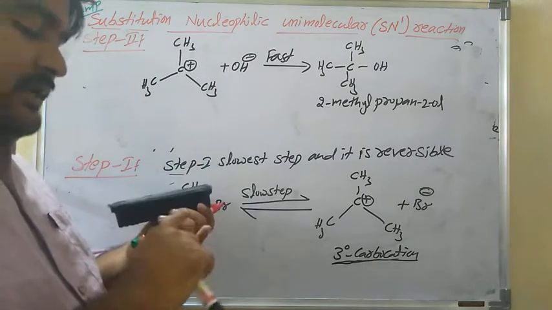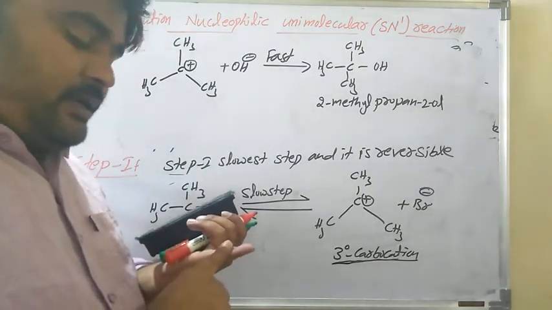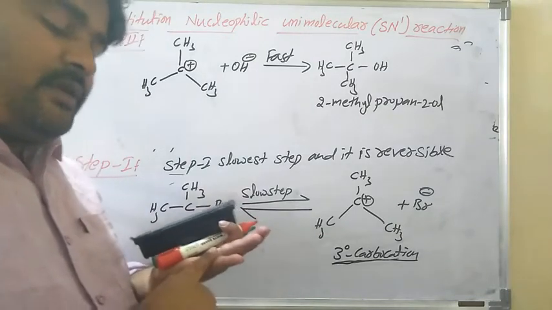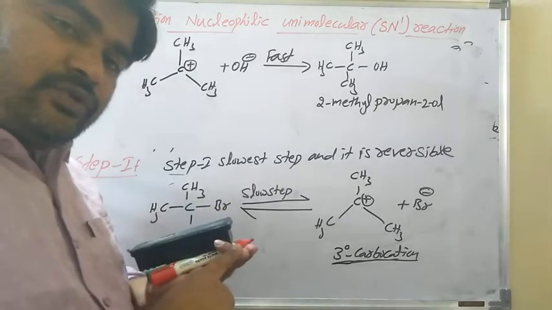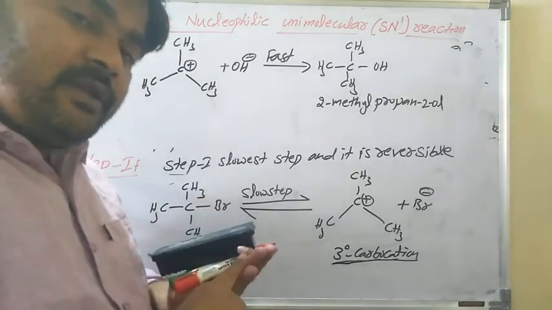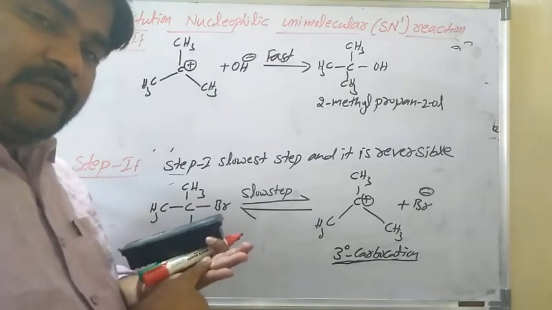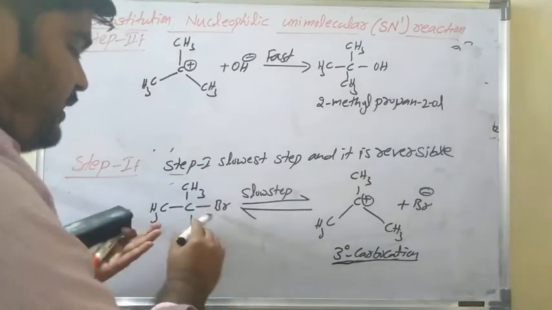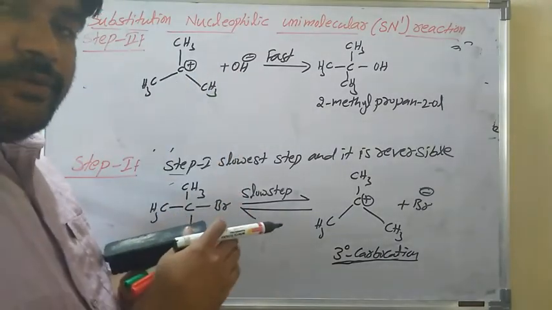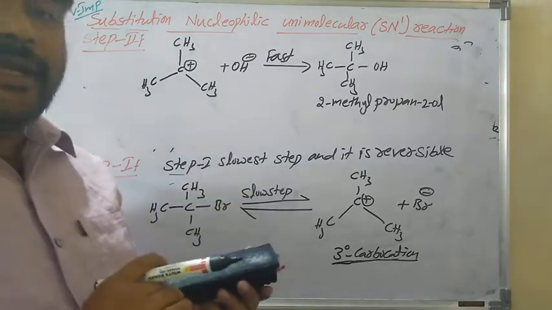These points only you can write. It occurs in the presence of polar protic solvent and follows first order kinetics. The rate of the reaction depends on alkyl halide concentration, and it involves two steps. Step 1 is reversible and slow. Step 2 is a very fast step. In step 1 the carbon-bromine bond breaks, and in step 2 the carbon-OH bond is formed. This is the SN1 reaction mechanism.